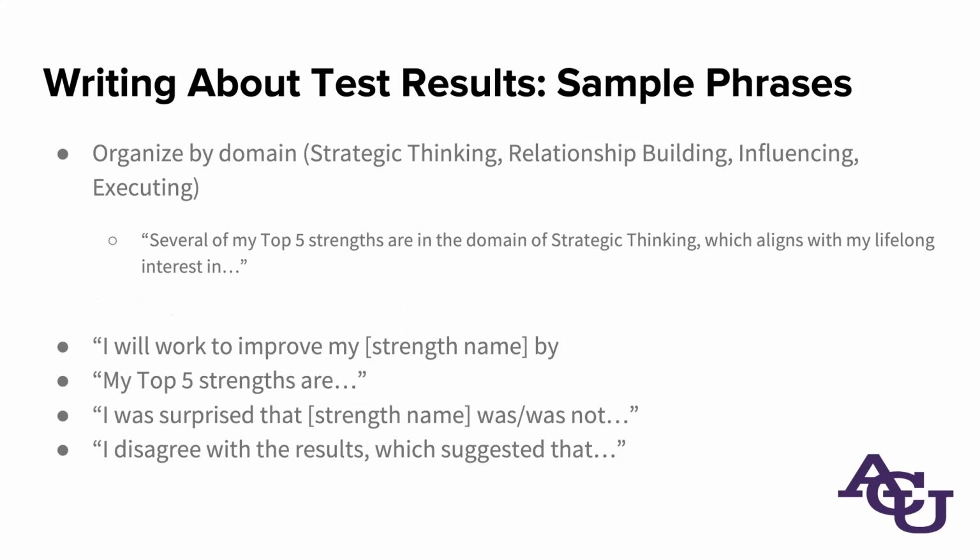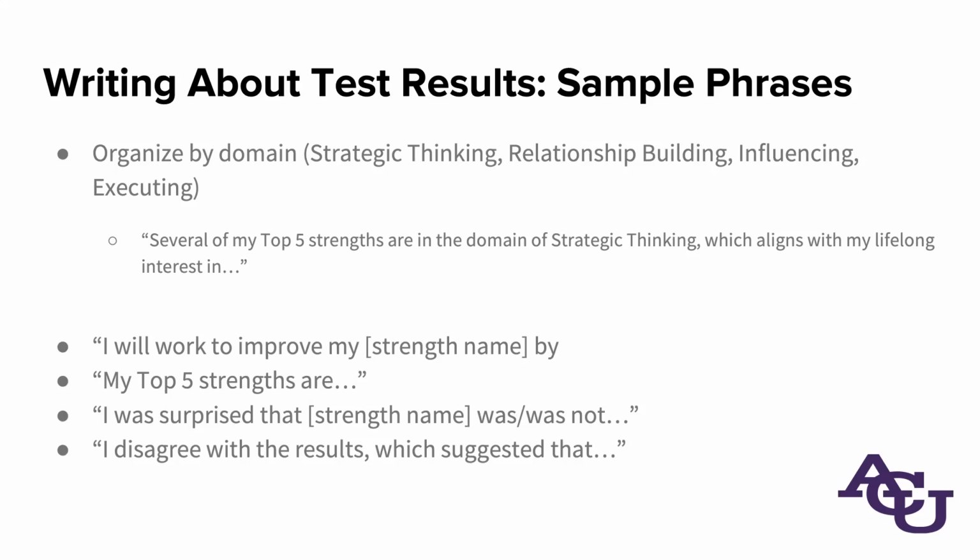So for example, if none of your strengths fell into a particular domain, that might be something you want to talk about, or if most of them are in a particular area, or you have two in another area, that might be something you want to talk about with phrases like, "Several of my top 5 strengths are in the domain of strategic thinking, which aligns with my lifelong interest in planning things out and my desire to move into a superintendent role where I can be involved in large-scale planning."